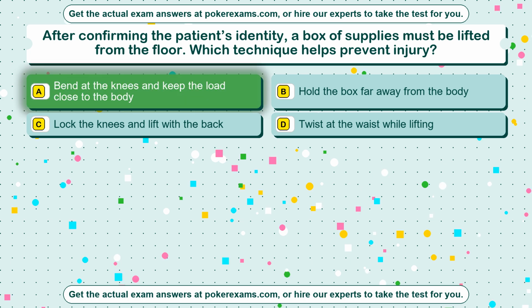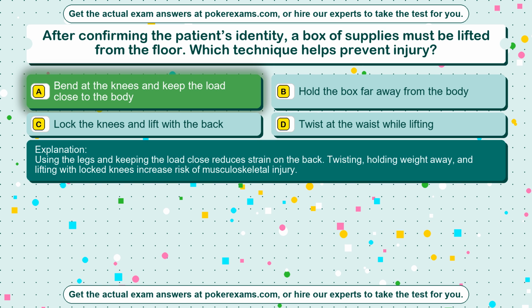The correct answer is option A. Bend at the knees and keep the load close to the body. Using the legs and keeping the load close reduces strain on the back. Twisting, holding weight away, and lifting with locked knees increase risk of musculoskeletal injury.